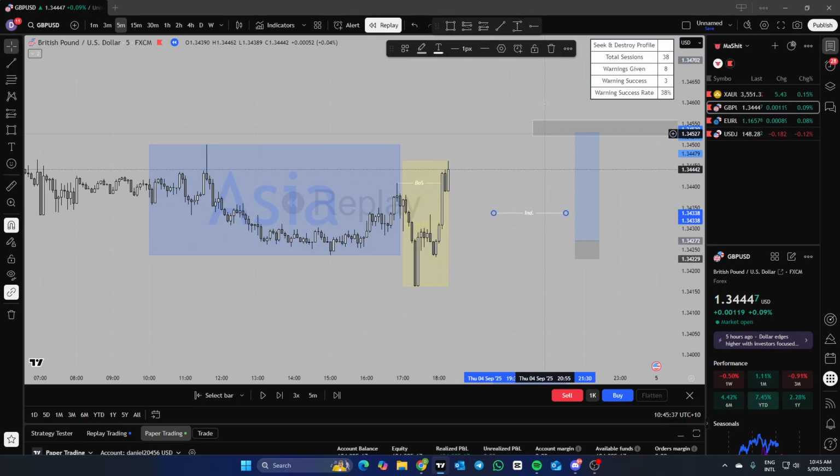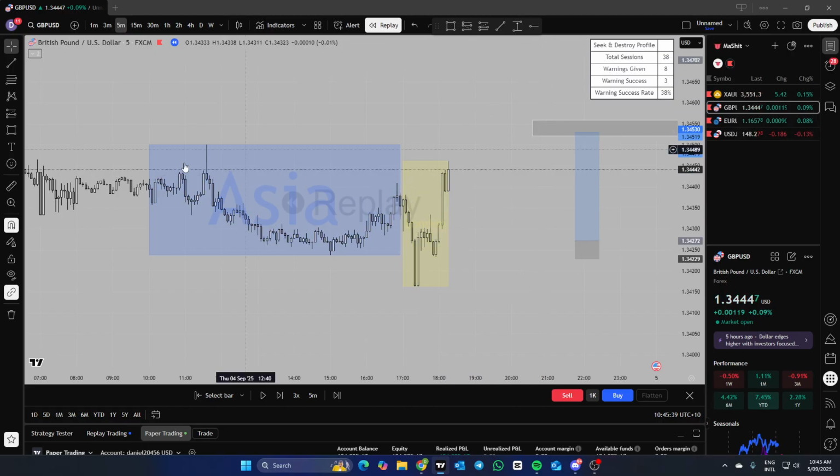I'll try and draw everything out fresh for you guys. We get my demand zone. This is eventually what I'll end up taking. Eventually, how I'll be taking my trade.